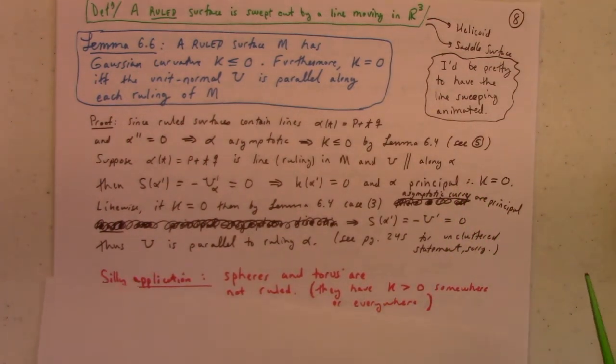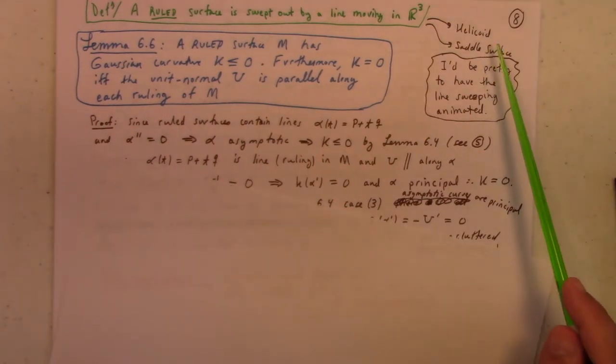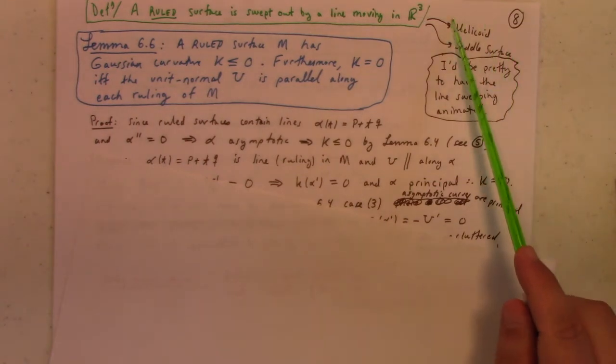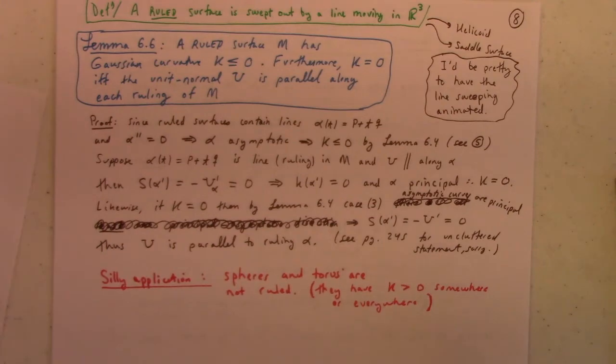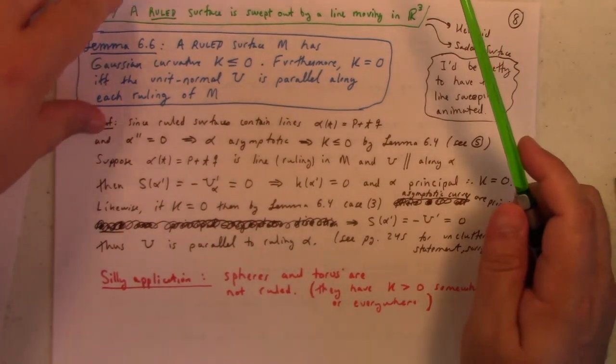Which is kind of cool because, as you can see, things that are ruled surfaces, at least in my humble opinion, are not immediately obviously ruled, like helicoids and saddles. I don't look at those and go, oh, well, obviously ruled, right? So, I mean, this is kind of a nice little comment here.